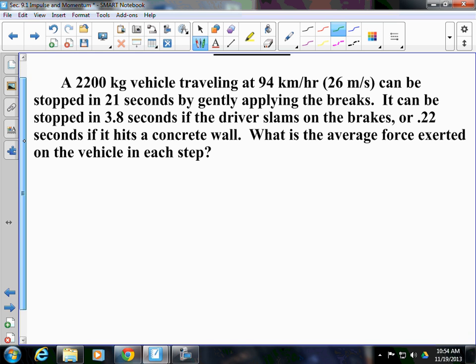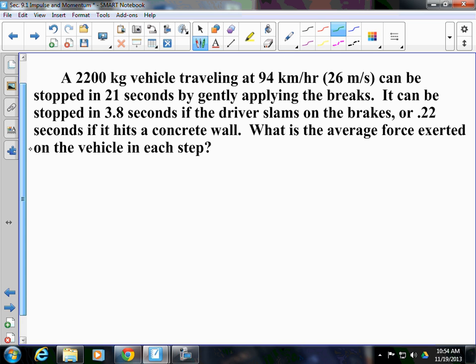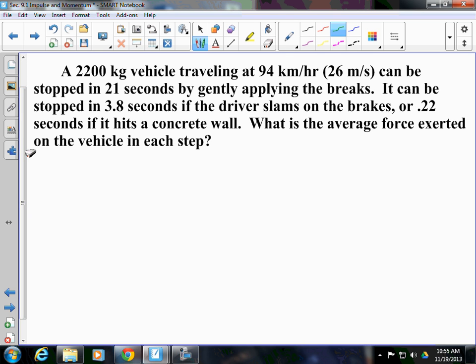Right. We talk about an example using the impulse momentum theorem. We have a 2,200 kilogram vehicle traveling at 94 kilometers per hour. I already converted that very nicely for you to 26 meters per second. It can be stopped in 21 seconds by gently applying the brakes. It can be stopped in 3.8 seconds if the driver slams on the brakes, or it can be stopped in 0.22 seconds if the vehicle hits a concrete wall. What is the average force exerted in each case? Well, let's go through and go with what we have. We have our mass is 2,200 kilograms.